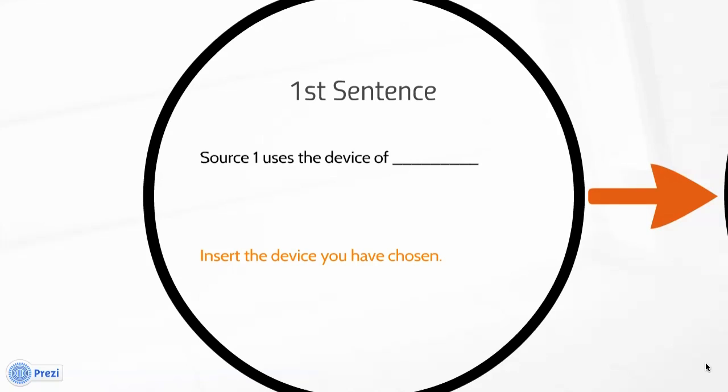Then your first sentence is source 1 uses the device of. So you just need to insert the device that you've chosen. So you just explain it to the examiner that you know that that particular device is a presentational feature that has been used.